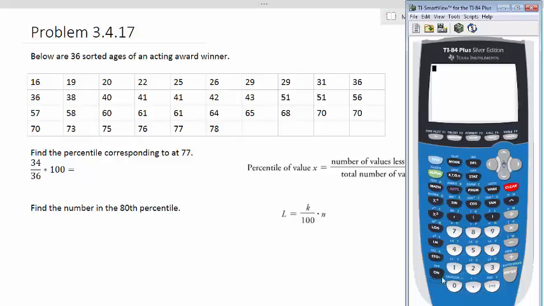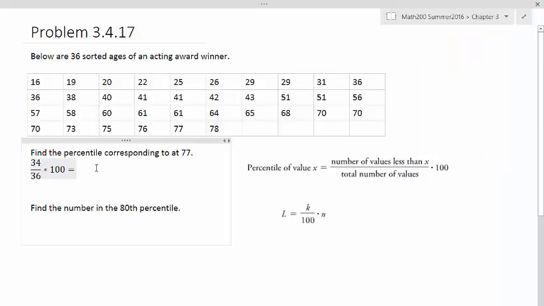34 divided by 36, and then let's multiply that by 100. And then we see that we get 94.44. So let's say the 94.4 percentile. There are several ways to express this. We can type in the word percentile, or we can use the percent sign with an ILE, as in percentile. Either way I think would work. I'm going to keep my answer as this percentile. Alright, so that's the first one.